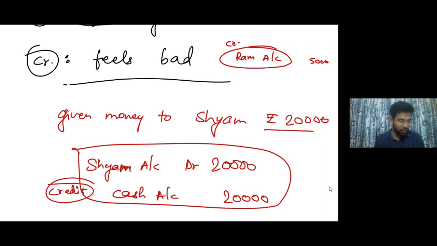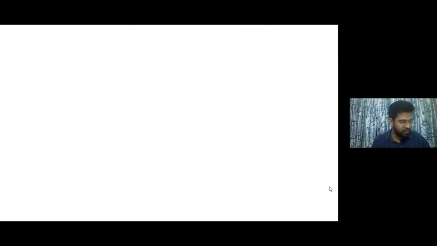Okay, so according to this rule, what we have done is whenever we are feeling good, we are debiting, and whenever we are feeling bad, we will be crediting. Now everyone, I am giving you one transaction. Just try to work out what account should be debited and what account should be credited.